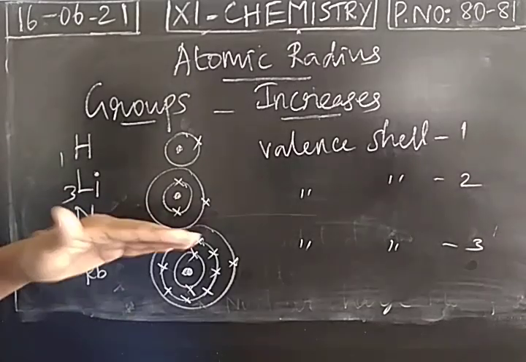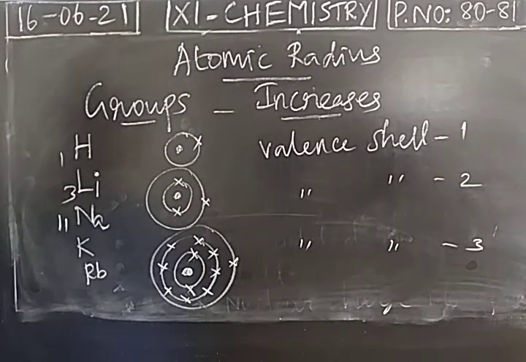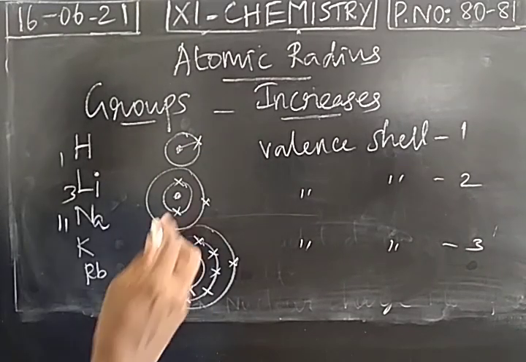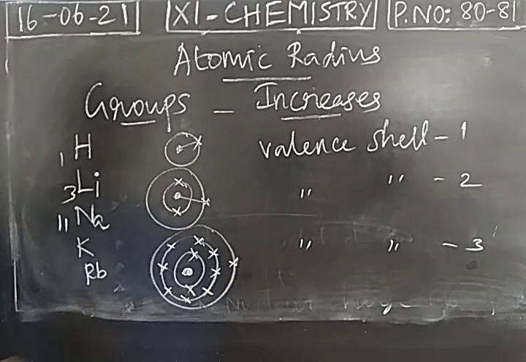Electrons are added in the next cell. So because of this, the radius increases. Comparing hydrogen, lithium has more atomic radius. Comparing lithium, sodium has more atomic radius. So from top to bottom, size increases due to the addition of electrons in the next cell.